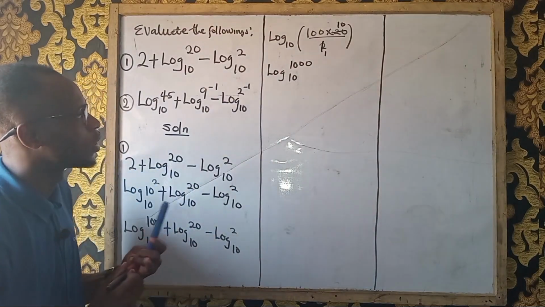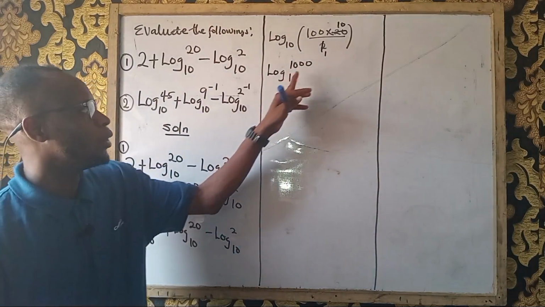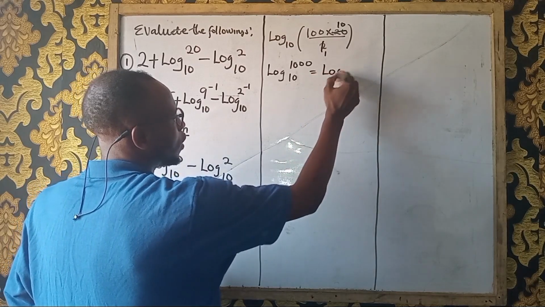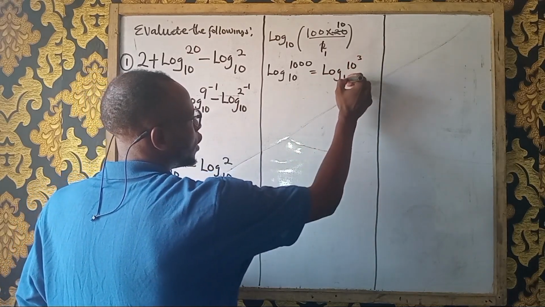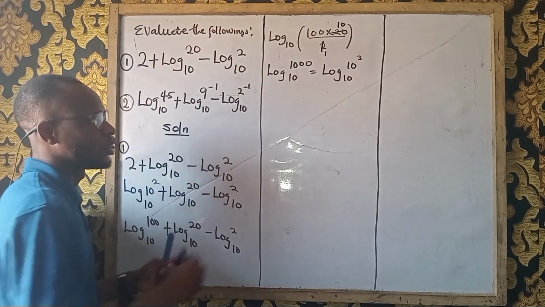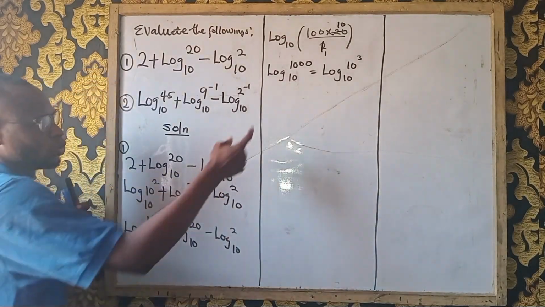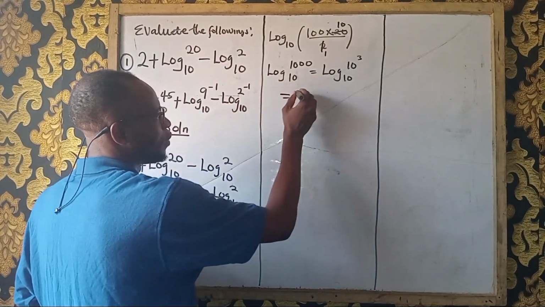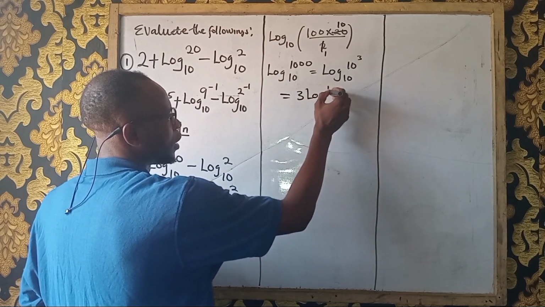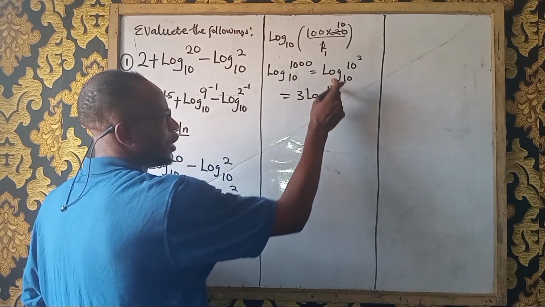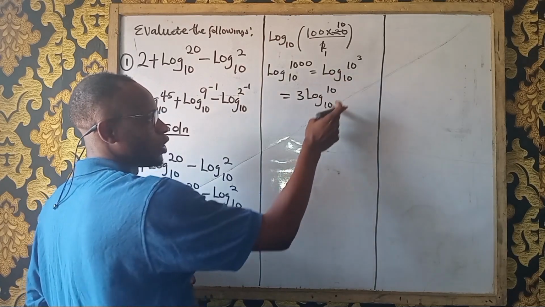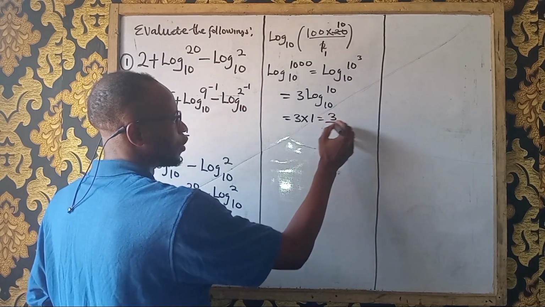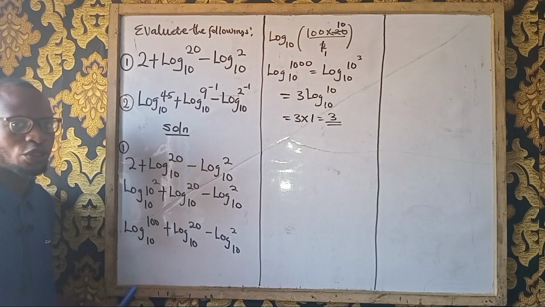But we can still change this 1000 in such a way that the base will be 10. So this 1000 can be written like this: log 10 raised to power 3 in base 10. So you can see, just like what I did here the last time, I'm going to do the reverse here. So I'm going to take this power to the front of this log. I will have 3 log 10 in base 10. And log 10 in base 10, just like you have the number to be the same thing as the base, is simply going to be 1. So that will be 3 times 1, and that will give us 3 as our final answer to that question.